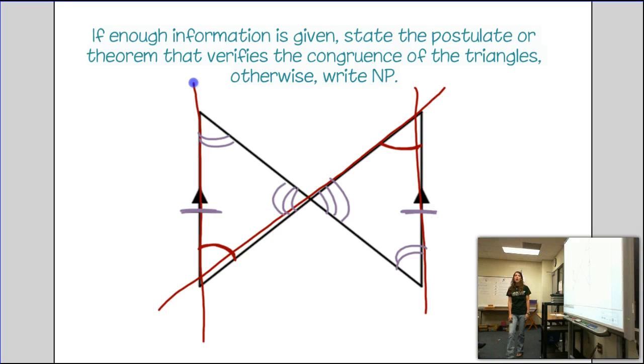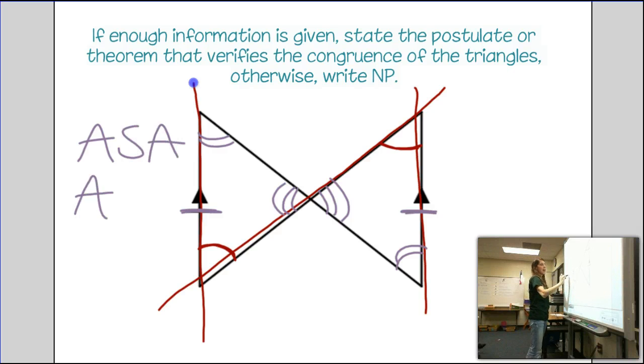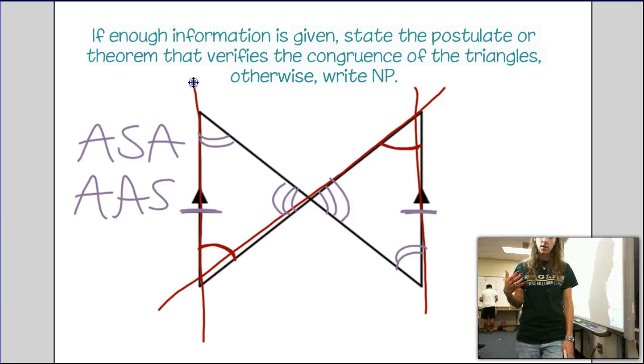The correct answers are angle, side, angle, and angle, angle, side. The answers that won't work are answers that involve two letter S's, because we don't have two sides that are congruent. And also NP would not work because they are congruent.